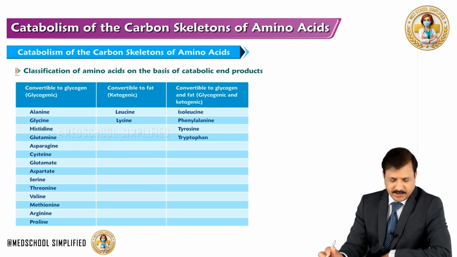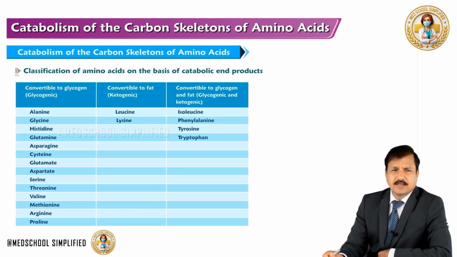Here is the table that gives you the names of amino acids that will make glucose, which are called glucogenic amino acids, sometimes referred to as glycogenic amino acids. Don't get confused, glucogenic or glycogenic. The other group is converted to fat, the ketogenic amino acids, and then the ones that are converted to both glucose and ketone bodies.